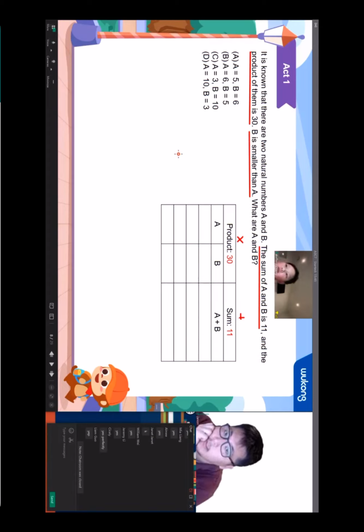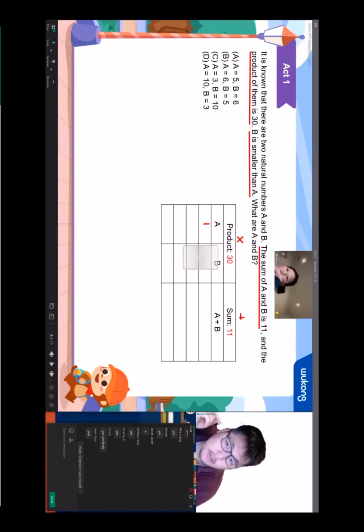What about 1 and 30? Yeah, I guess so. But can I do this? No, because when you add 1 plus 30 up, it equals 31, which you can't do then. No. Can I write 1 and 30 like this? It makes 30 though. No, you can't. Why? Because it said B must be smaller than A.